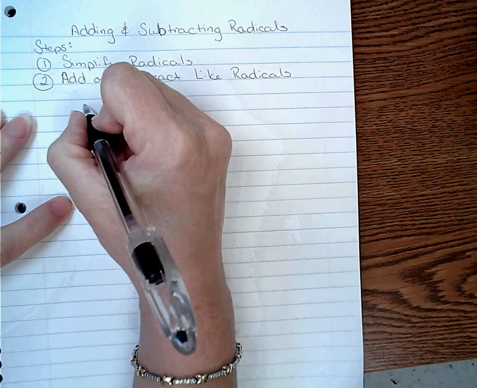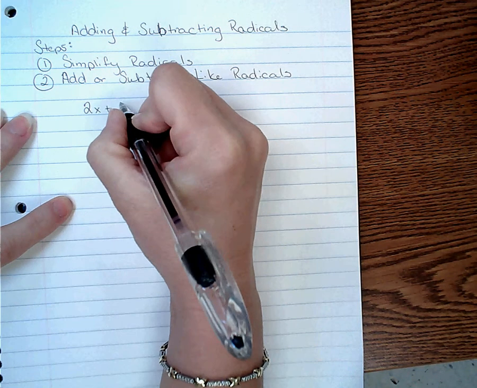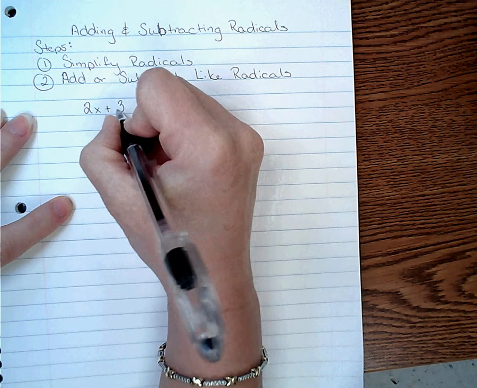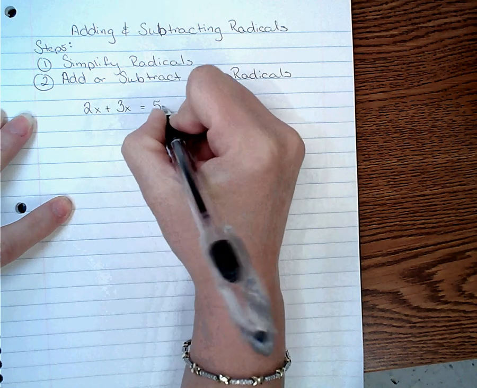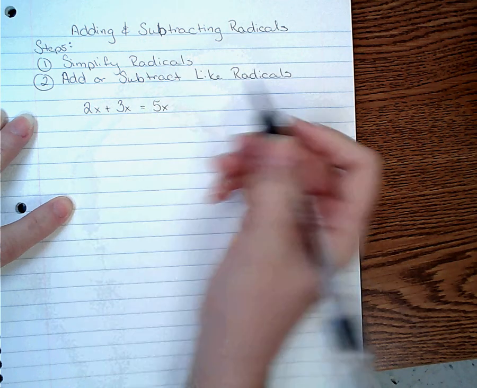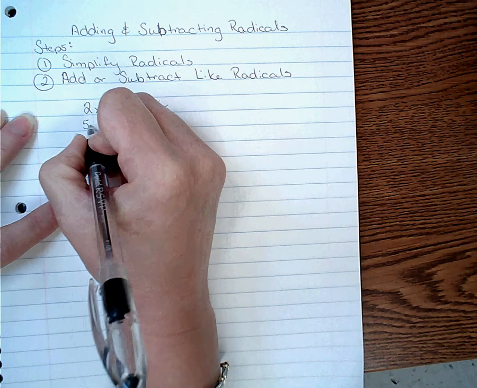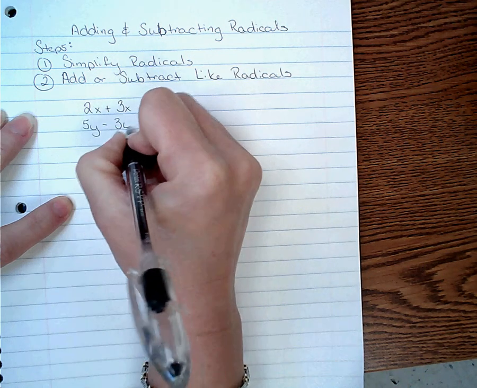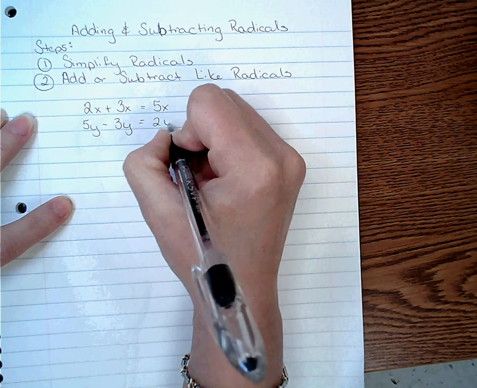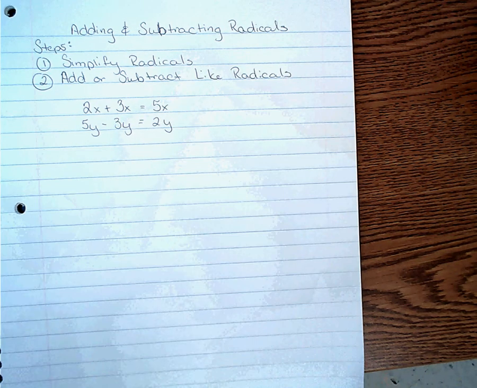So if we have 2x plus 3x, our answer would be 5x, because in algebra you have to combine like terms. And if you had to subtract 5y minus 3y, we would get 2y because you have like terms.